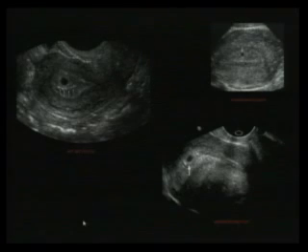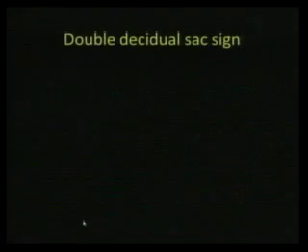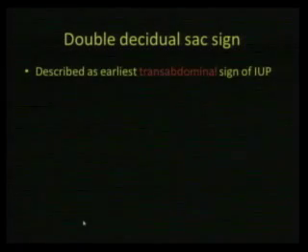You're not going to be able to see that on a transab, but it's your earliest sign of an IUP on endovag. The double decidual sac sign has been described as the earliest transabdominal sign of an IUP.